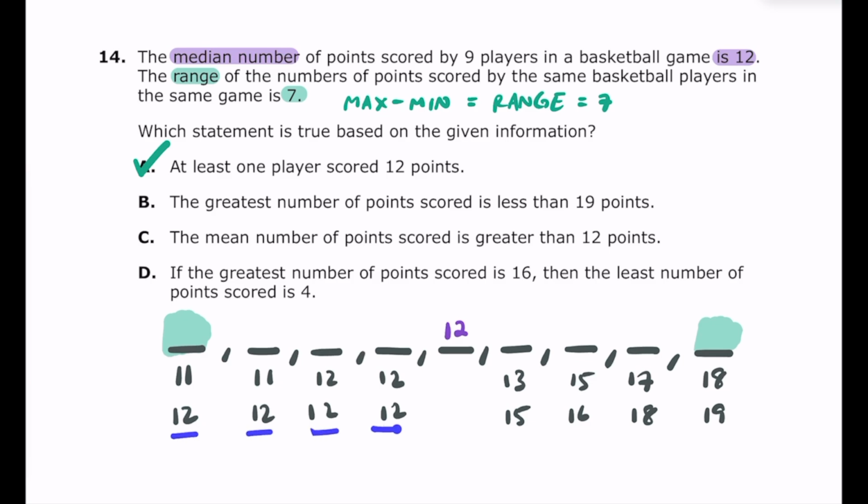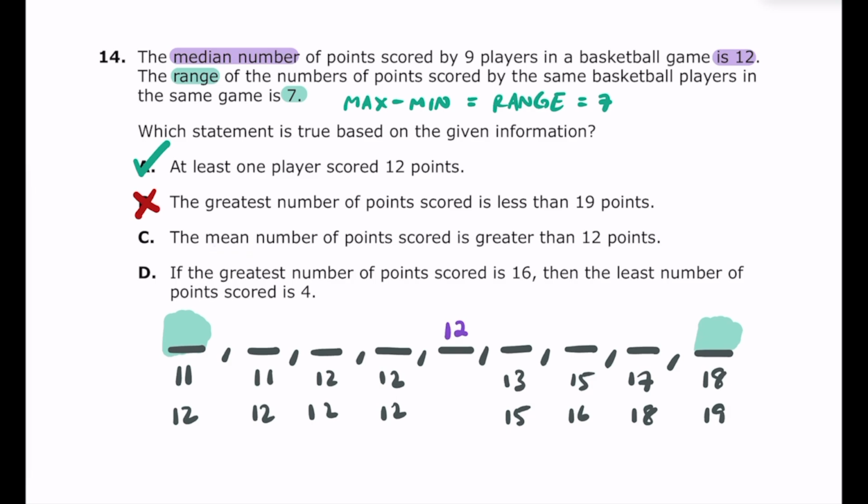These could all be numbers that are 12 or smaller, right? And it can be tied. And these just have to be bigger than 12 here. So this one doesn't have to necessarily be true, right? Because the last number, or the greatest number, does not have to be less than 19. It could be 19 here. The next one says the mean.